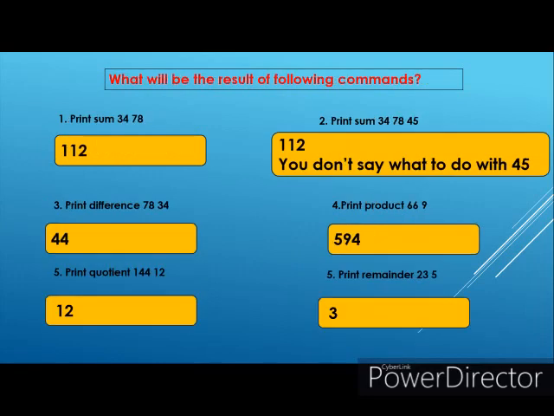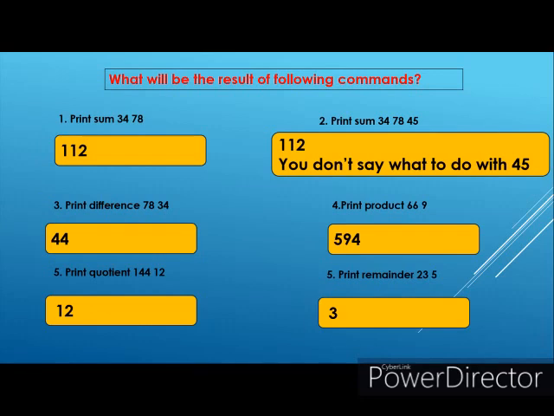Okay, next is what will be the result of the following commands? Print statement is given. We have to write the answer. First one, print sum 34 78. What will be the answer? Yes, 112. We already did it in logo, right? Second one, print sum 34, 78, 45. Here we have more than two arguments. So the output will be like this.